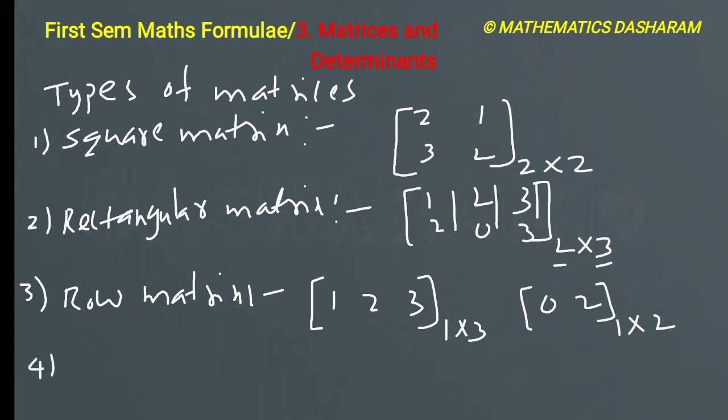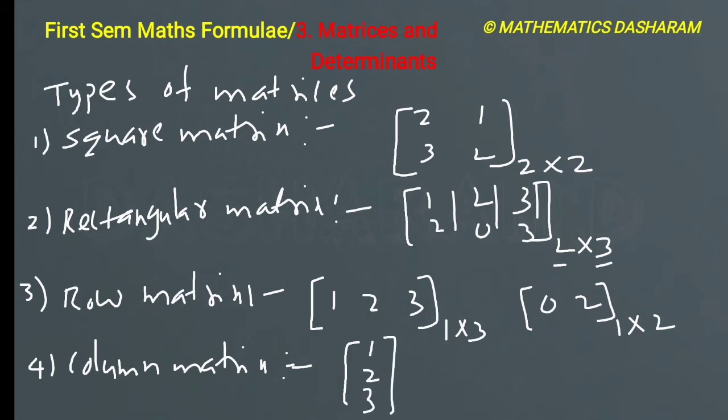Next, fourth one, column matrix. A matrix containing only one column is called a column matrix. So there are a total of 3 rows but only one column. Next here 2, 0. It is also a column matrix. So 2 rows, only one column.